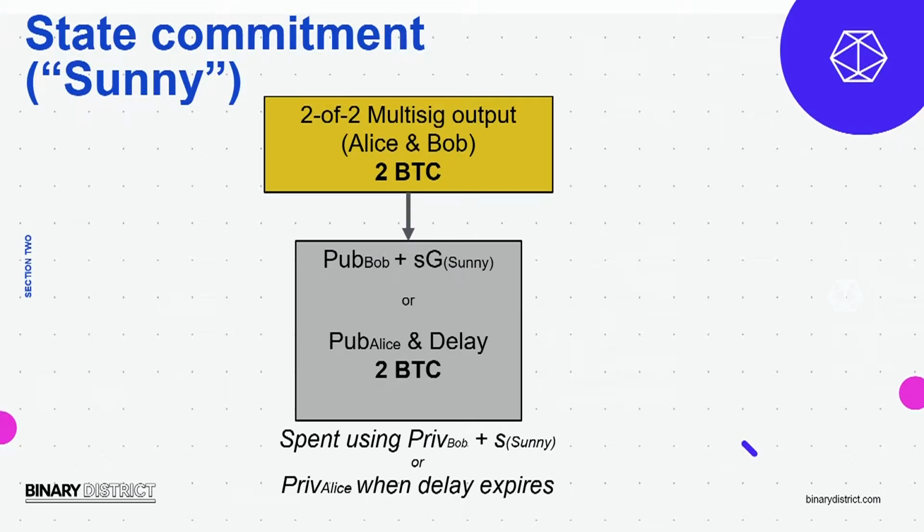Nobody could spend them ever, unless there's an extra clause in the script that allows Alice to grab the funds after a time delay. So if Bob publishes the wrong transaction, then nobody can spend it. But after a time delay of X blocks or a day or something like that, then Alice can just claim it. She doesn't need a signature. She can just use her own key and claim the money.